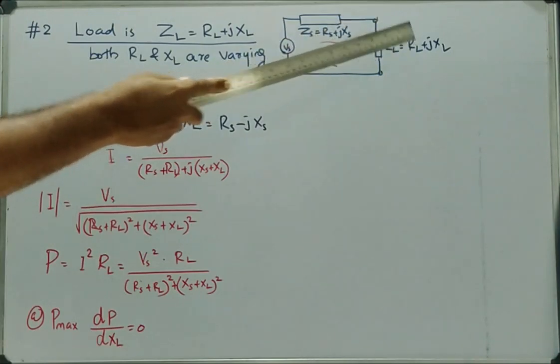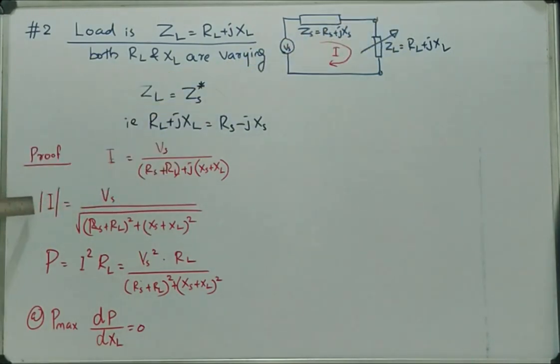So the magnitude of current is Vs divided by root of (Rs plus RL) whole square plus (XS plus XL) whole square. We know only resistance can consume power, so that power is known as real power. So P is equal to I square RL.